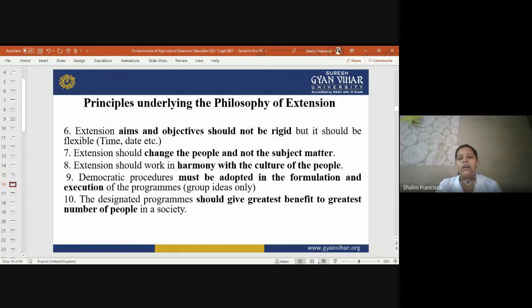So it shouldn't be an individual idea, it should be a group idea. If I'm teaching how to operate a thresher machine, I need to have a group of people who gain the knowledge and teach more people. Then, it should give greater benefit to the greater number of people.